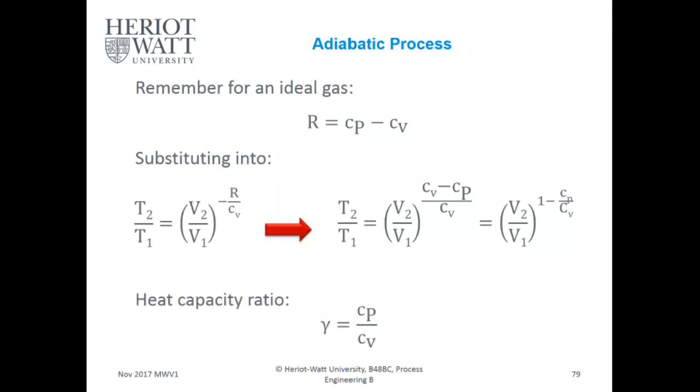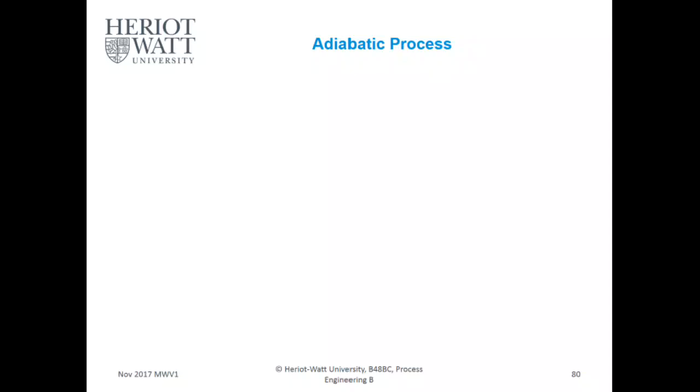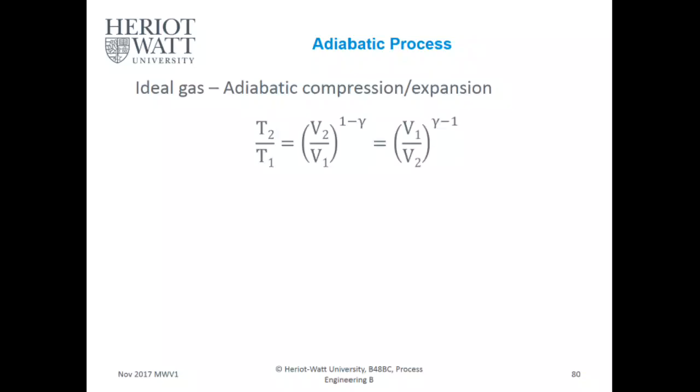And the heat capacity ratio is gamma equals Cp over Cv. This bit is quite useful, that I've seen them come up in exams quite often. So remember the ratio. So for an ideal gas, adiabatic compression and expansion, T2 over T1 equals V2 over V1 to the power 1 minus gamma, because Cp over Cv equals gamma. And for V1 over V2, it's gamma minus 1. So just swap around the powers.